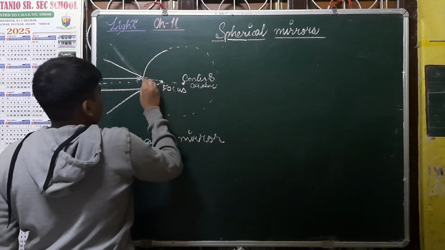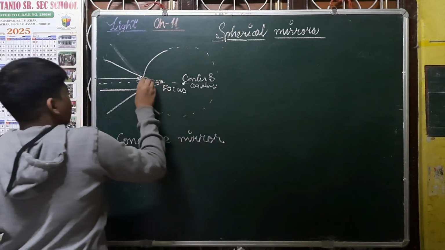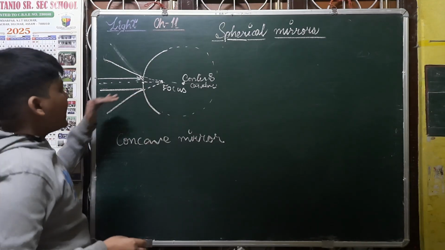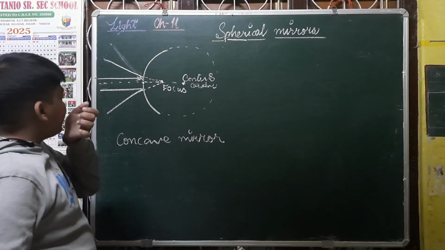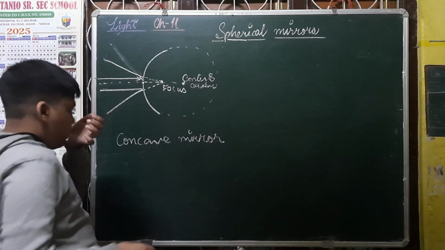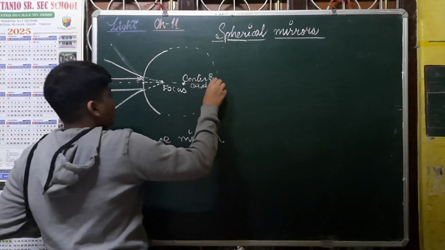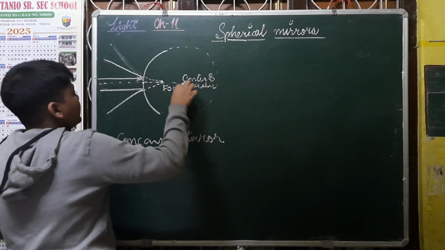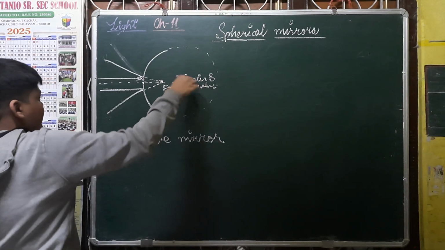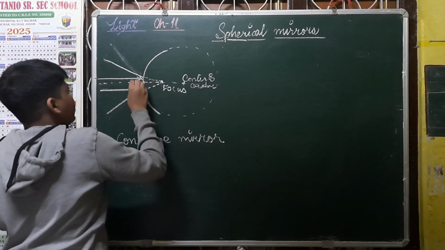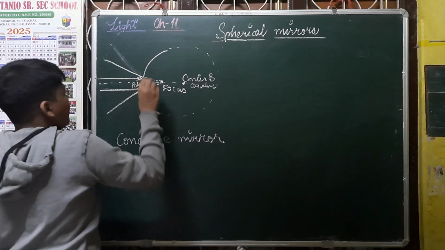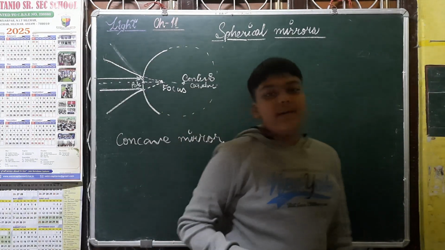The point where, when we draw a straight line by joining the center of curvature to the focus, it will come straight. It will meet the mirror at a point which will be known as the pole. Pole is basically the center of the mirror.